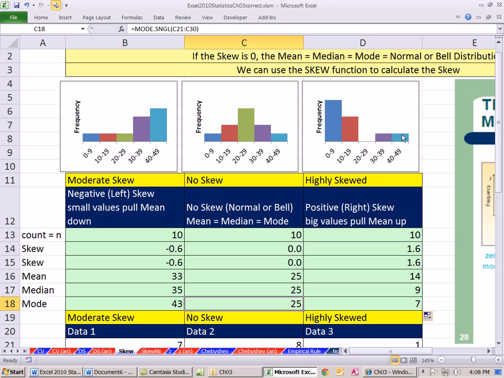With this one, there's a few big values pulling the mean up. So here's our mean calculation. We got a calculation of 14. And then the median is below it, and the mode is below it still further. So the relationship is always the same for negative to the left, no skew, and positive. For positive, the order will go like this: mean, and then median, then mode. If it's bell-shaped, they're all the same. And if it's to the left or negative, the mean will be the smallest, then the median, then the mode.